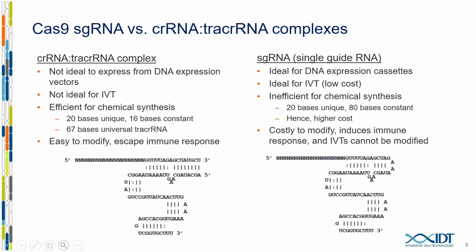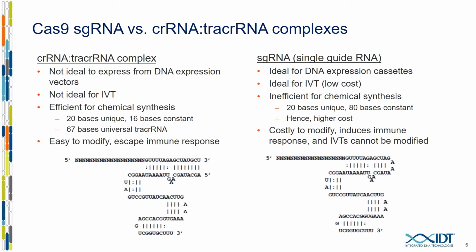And at the bottom of this section, you can just kind of see the crRNA on top annealed to the tracer. And alternatively, with the single guide RNA on the right-hand side, these are ideal for DNA expression cassettes because they're a bit longer. This is approximately a 100-mer, so it's easier to terminate these as part of plasmid-based delivery systems. For the same reason, they're ideal for in vitro transcription. You can transcribe them in your lab and introduce these into cells. I would say they're relatively low cost to produce that way.